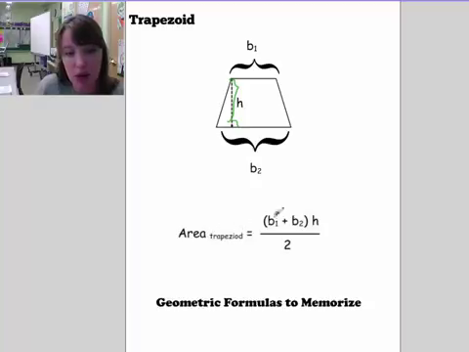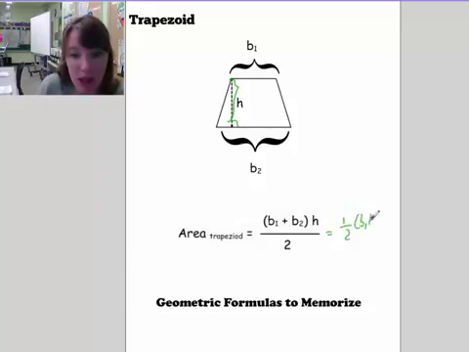So the area of a trapezoid is, you take base 1 plus base 2, add them first, then multiply by height, and then divide by 2. Another way of looking at it is 1/2 (b1 plus b2) times h. So another way you could do it is take b1 plus b2, add them, multiply by h, and then take half of that quantity, which is exactly what this is saying too.